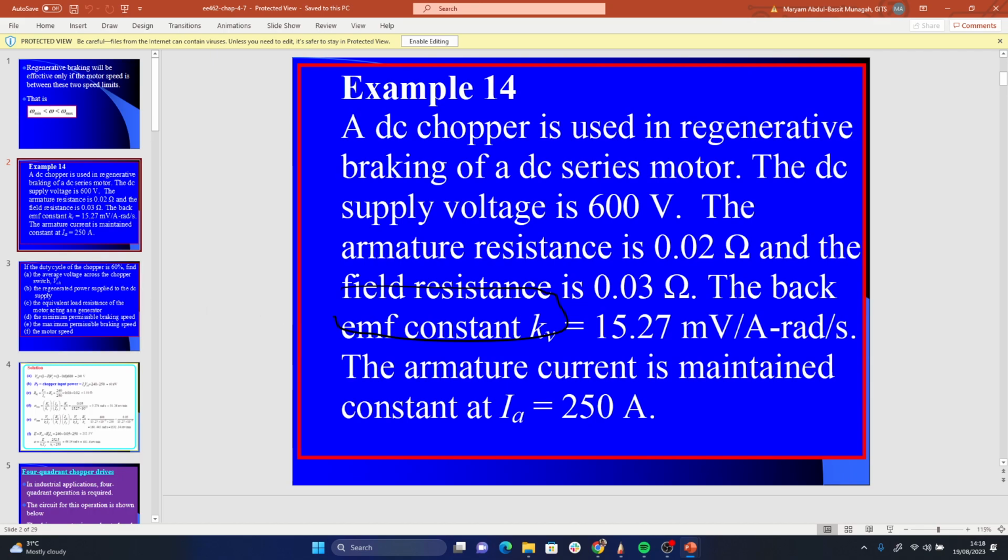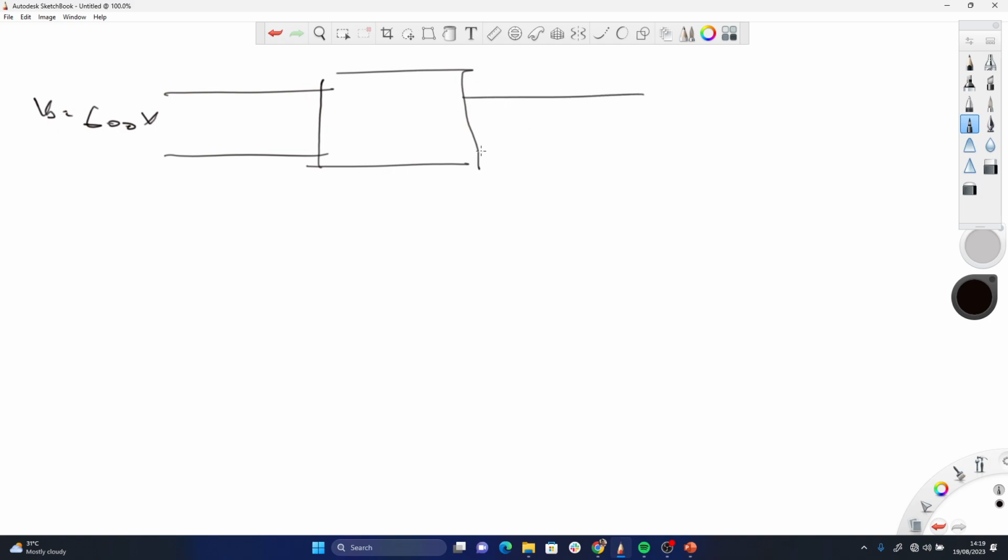Okay. A DC chopper is used in regenerative braking of a DC series motor. The DC supply voltage is 600 volts. So let's try to draw what we have before what we don't have. DC supply is 600 volts, right? That's my VS here, applying to a motor. But now I want to achieve regenerative braking. So we now want to supply this way. That's what we want to do now.